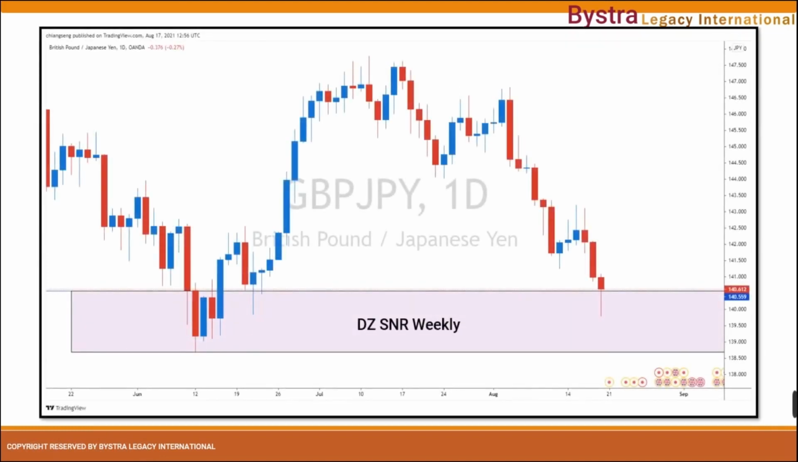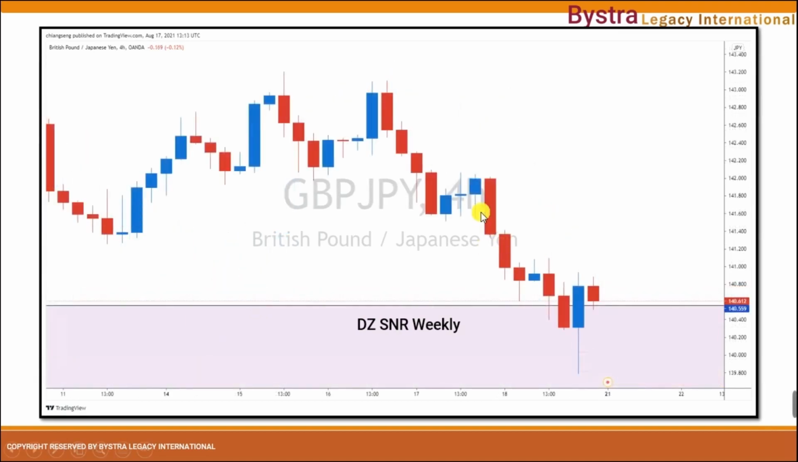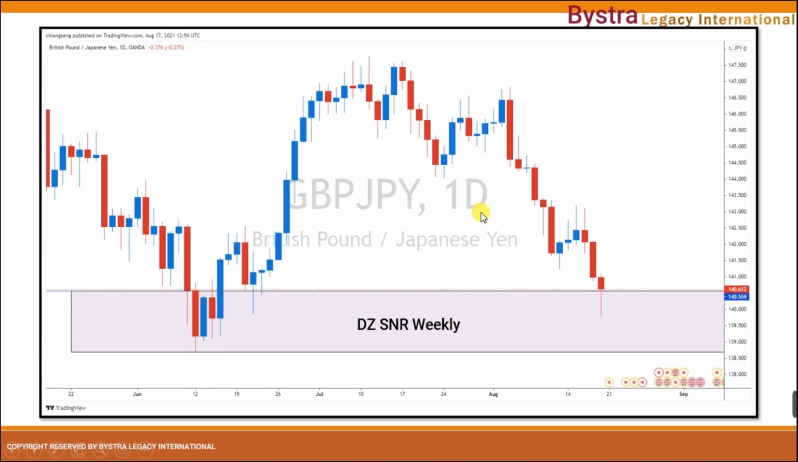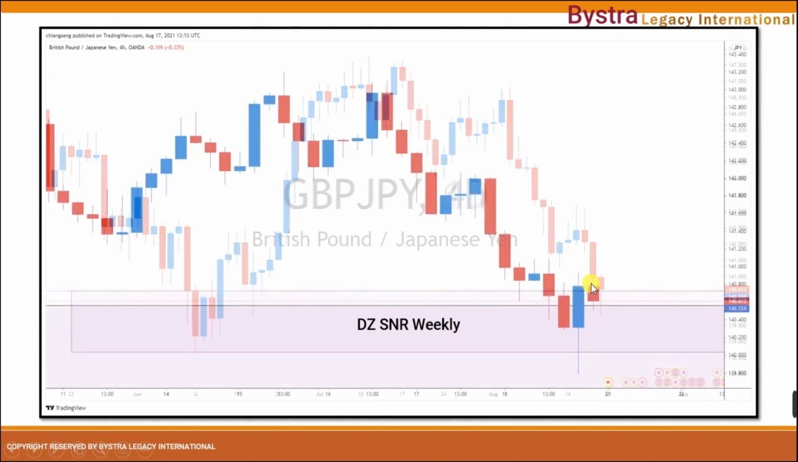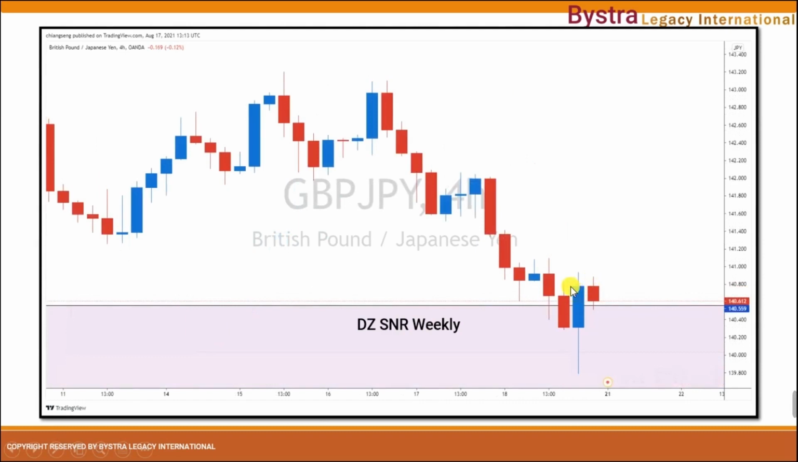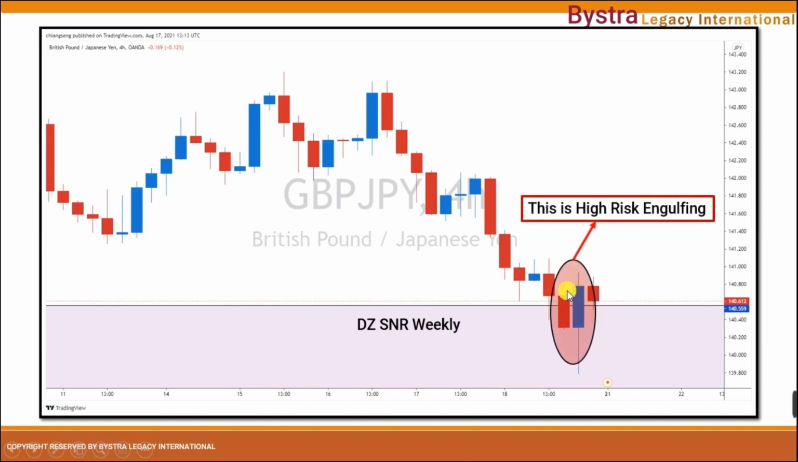Next, let's go to the daily time frame. We want to look for confirmation of rejection. Now here I want to give you an example. If we go to the H4, as we can see at the daily here, it rejects. And as we go to the H4, we can see that there is a bullish engulfing that is the high risk type. So this is considered the bullish engulfing high risk type.